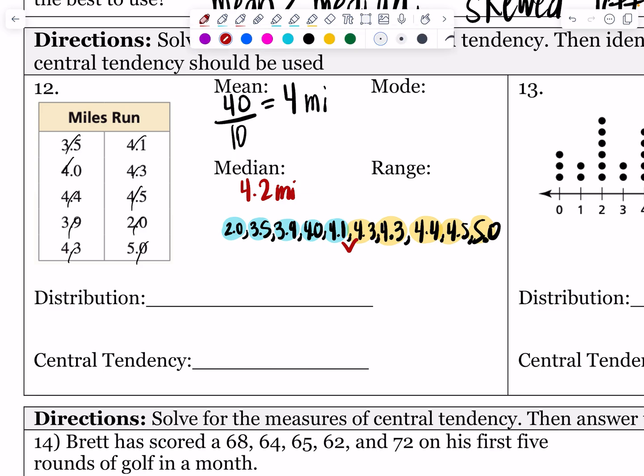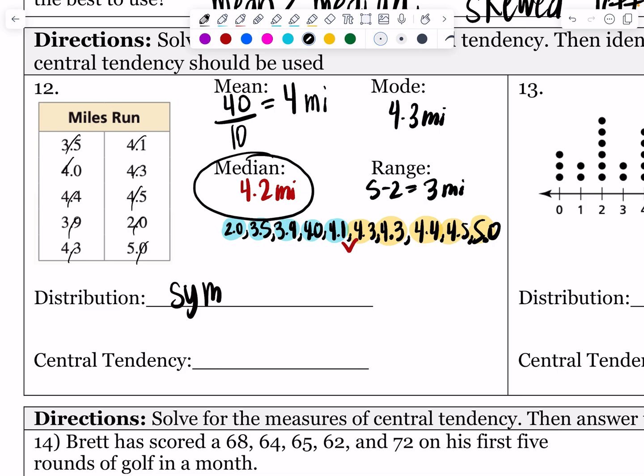Okay, what's my mode? What occurs the most often? Well, it's the one I missed, y'all. It was the 4.3 miles was my mode. Maybe they ran together, maybe they didn't. And then 5 minus 2 is going to be my range. So I have a range of 3 miles, which is incredible here. So this is pretty symmetric simply because our median is 4.2 and our average is 4. That is not that different. That is pretty symmetric.